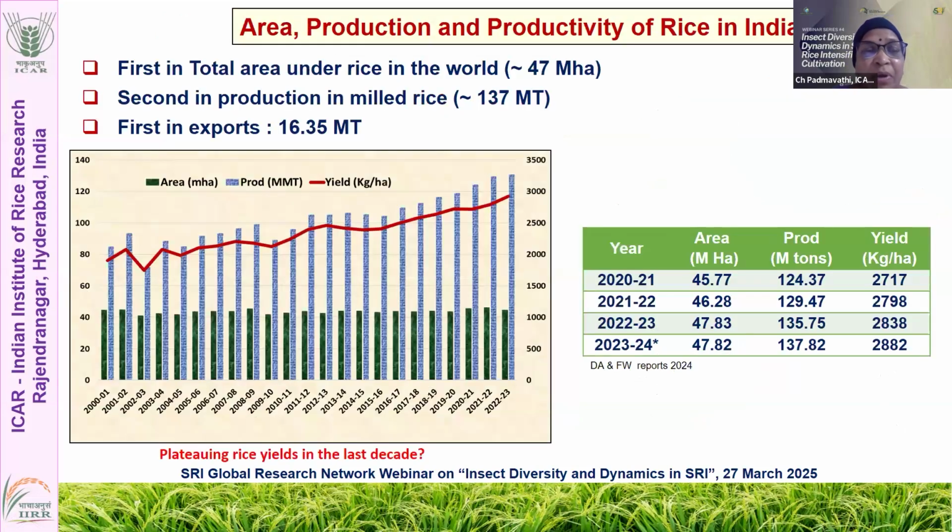If you see area and production wise, India stands first in area in the world with approximately 47 million hectares, second in production with respect to milled rice, approximately 137 million tons, and first in exports, that is 16.35 million tons. But if you see the productivity, rice yields have been plateauing in the last decade because of many reasons, including climate change that is happening at a very fast rate.